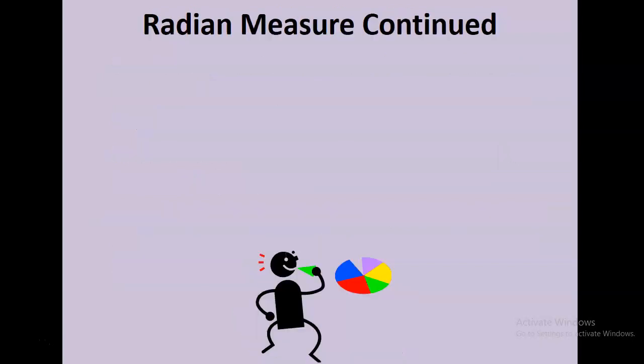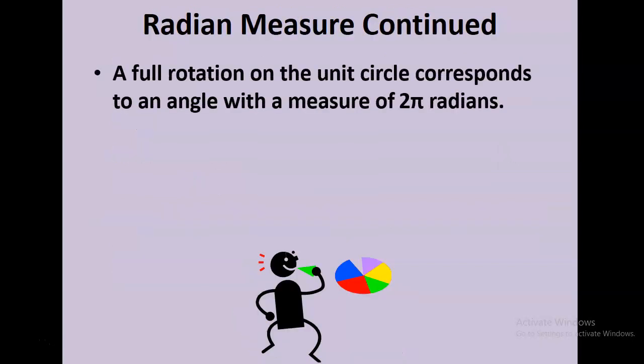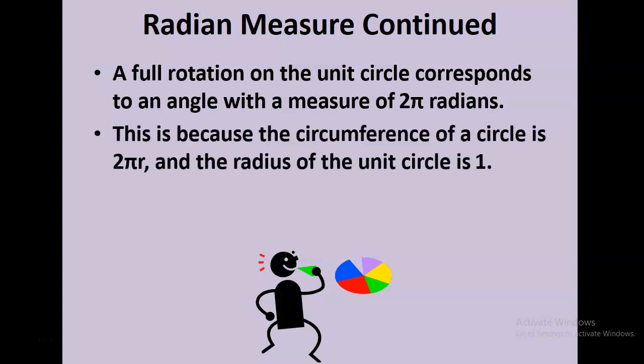So a full rotation, like I said, of a unit circle, that would be a circle with a radius of 1, would correspond to an angle with a measure of 2 pi radians. So one full rotation is 2 pi radians. Another way of thinking of that is 360 degrees is the equivalent of 2 pi radians.